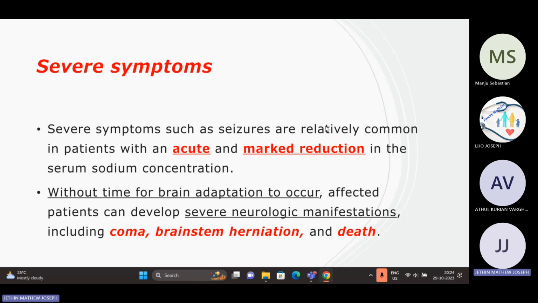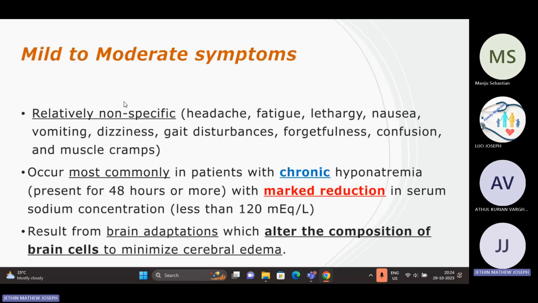So severe symptoms such as seizures are relatively common in patients with acute and marked reduction in serum sodium. So there is no time for brain adaptation to occur, and affected patients can develop severe neurologic manifestations, including coma, brainstem herniation, and death. Mild to moderate symptoms, as I mentioned earlier, are relatively non-specific.